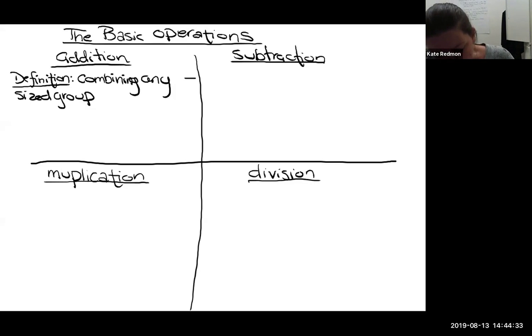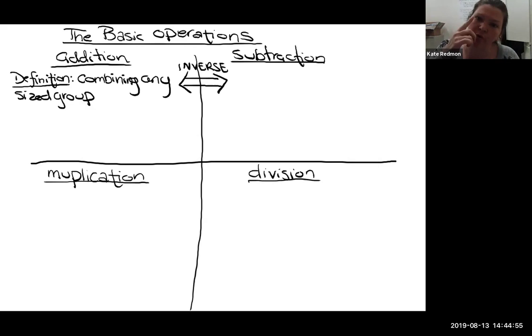Super important, you give me an arrow right here. The opposite of addition is subtraction. The mathematical word for opposite operations is inverse. If you don't understand inverses, you can't do algebra. Algebra is just the ability to work forwards or backwards. Okay, so we need to understand that the opposite or backwards of addition is subtraction.